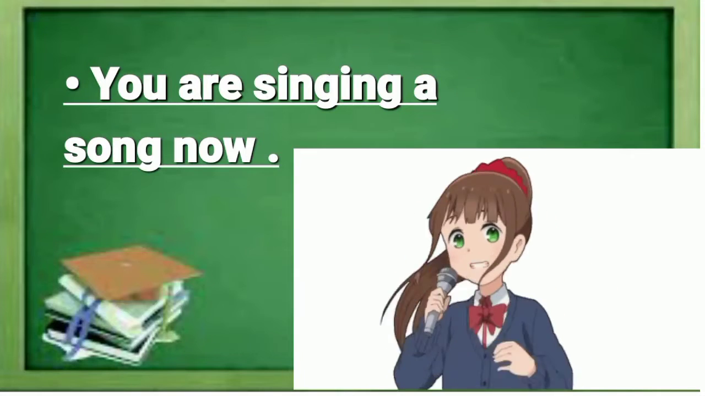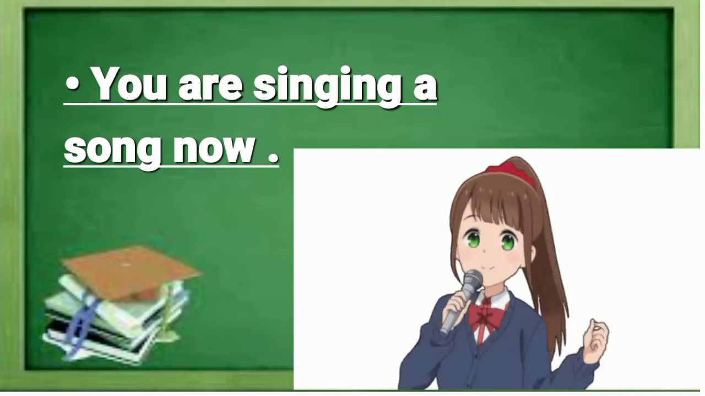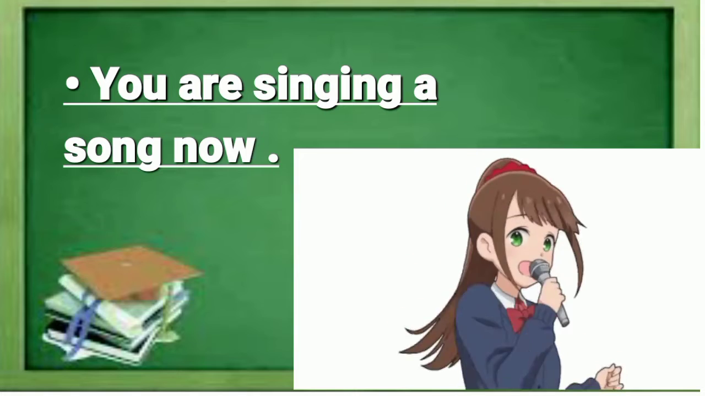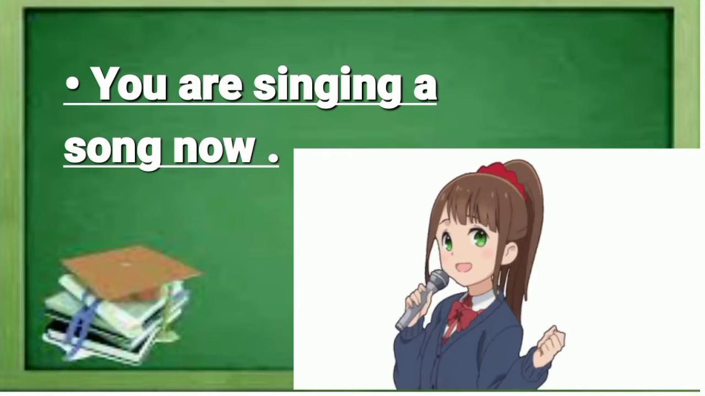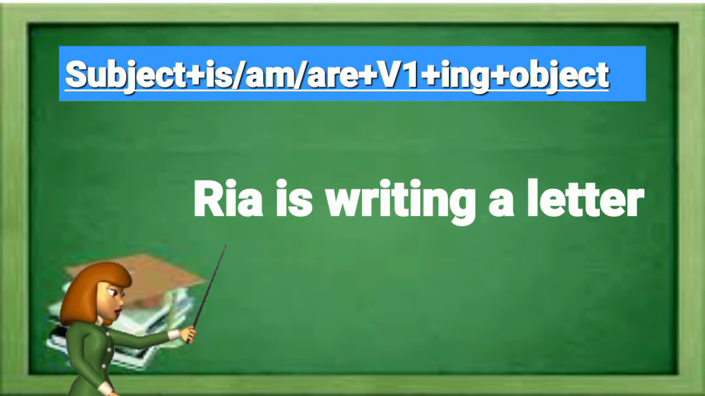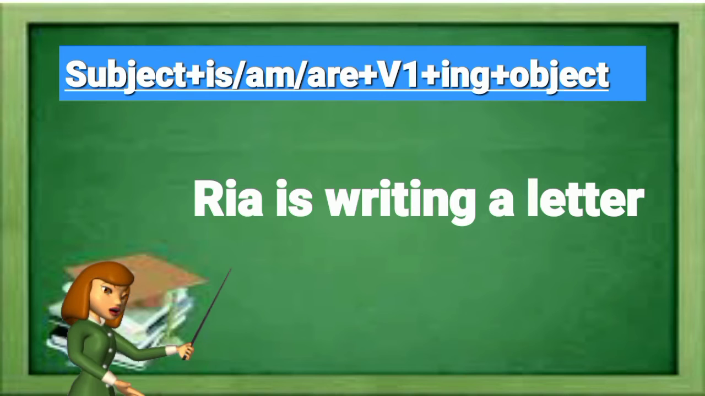And also, we should know the rule for forming a sentence in the present progressive tense. So here are the rules of the present progressive tense. Subject plus is, am, are plus V1 plus -ing plus object. So our example is Ria is writing a letter. Our subject is Ria, is is our auxiliary verb, then our first form of verb is write plus -ing, and our object is a letter.